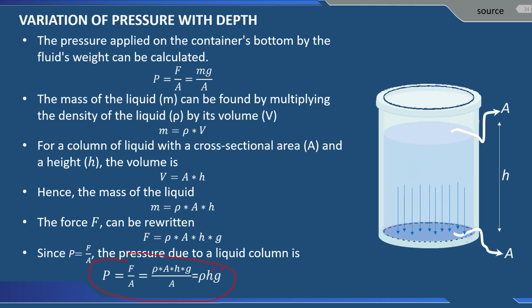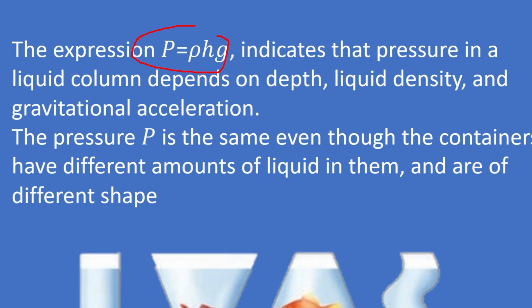For this video, we are not going to explain the derivation. The expression P equals rho h g shows that pressure within a column of liquid is influenced by three factors, which are the depth of the liquid, the density, and the acceleration caused by gravity.